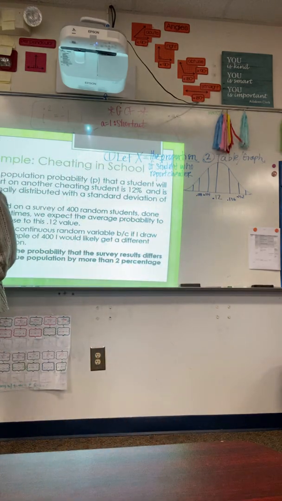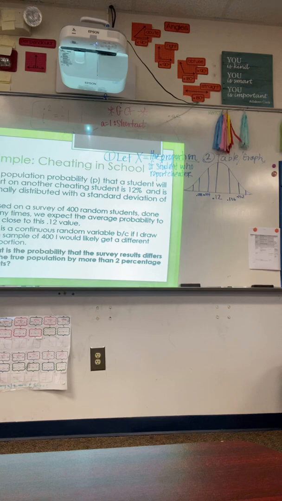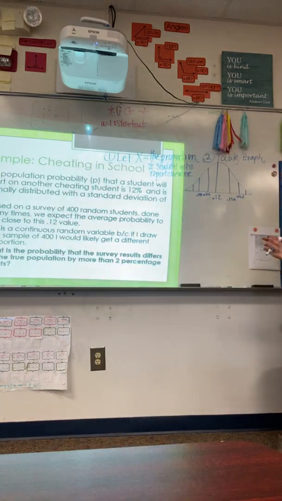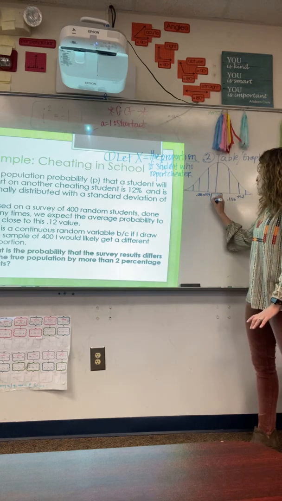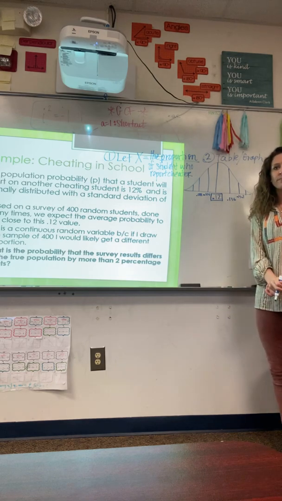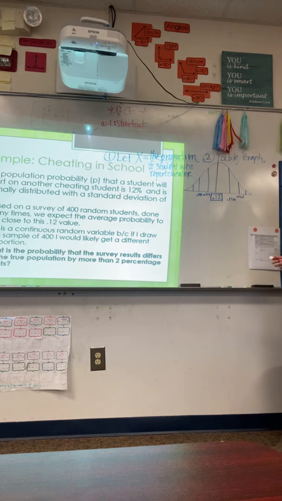All right, so this is a percentage. It's a proportion, right? And the question down at the bottom of this is, what is the probability that the survey results differ from the true population? Okay, so we don't really know, but we expect that the true population will be close to 12%. What is the probability that it differs by more than 2 percentage points? So I am looking for something that differs more than 2 percentage points. Well, I know that I'm at 12%. What would be 2 percentage points away? 14 or 10. Very good.